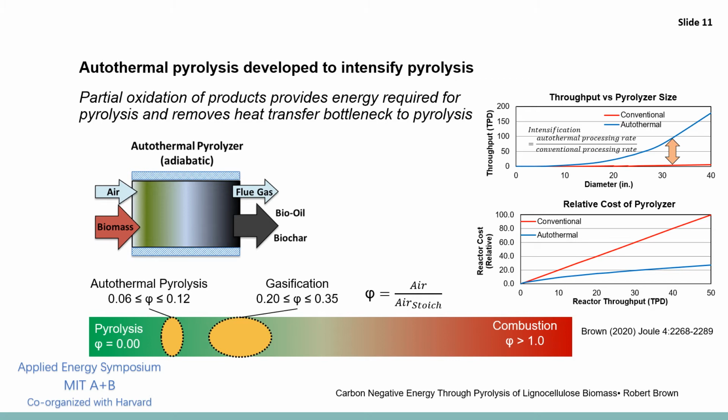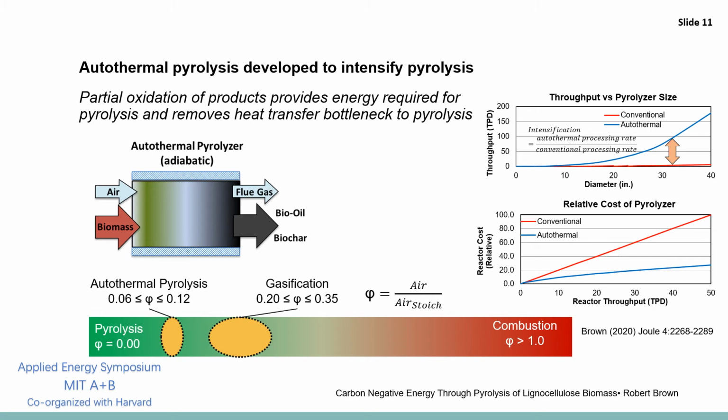We've experimented with putting in very small amounts of air. We're talking about stoichiometries that are in the order of 6 to 12%. This is actually lower than gasification. And this provides enough autothermal energy release to provide the energy for pyrolysis with very small penalties in the desirable pyrolysis products, which I will illustrate.